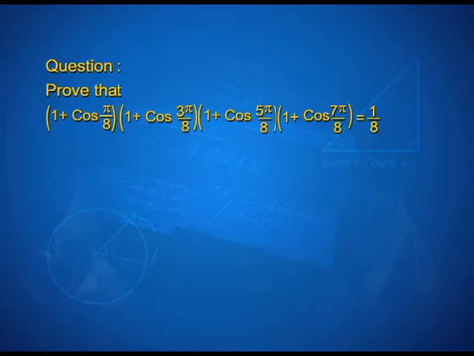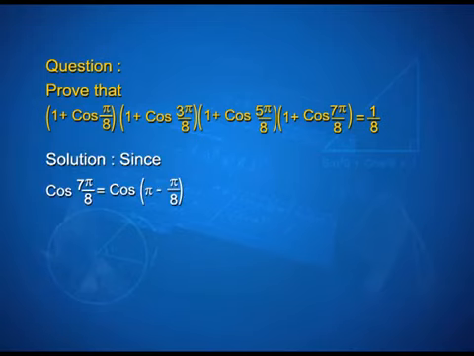We have one more interesting problem here. Prove that 1 plus cos of pi upon 8 into 1 plus cos of 3 pi upon 8 into 1 plus cos of 5 pi upon 8 into 1 plus cos of 7 pi upon 8 is equal to 1 upon 8. Now, since cos of 7 pi upon 8 can be rewritten as cos of pi minus pi upon 8, and I also know cos of pi minus theta is minus cos theta.